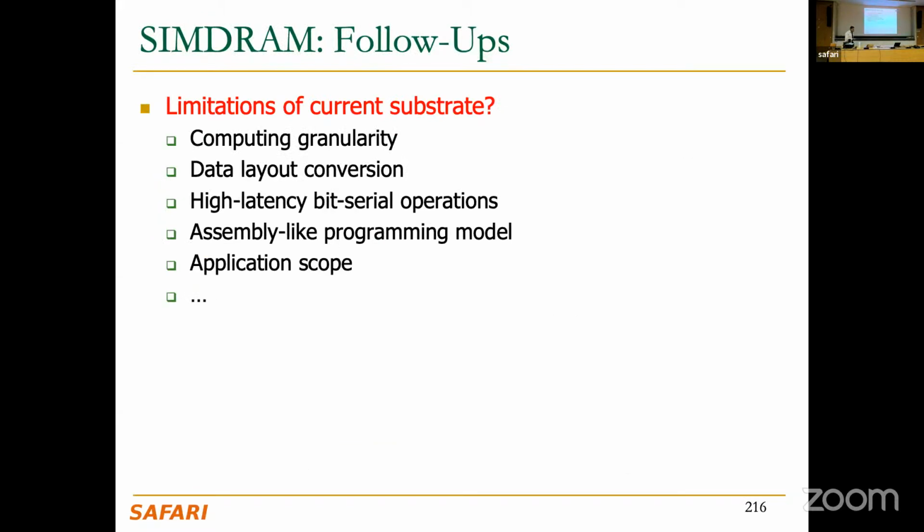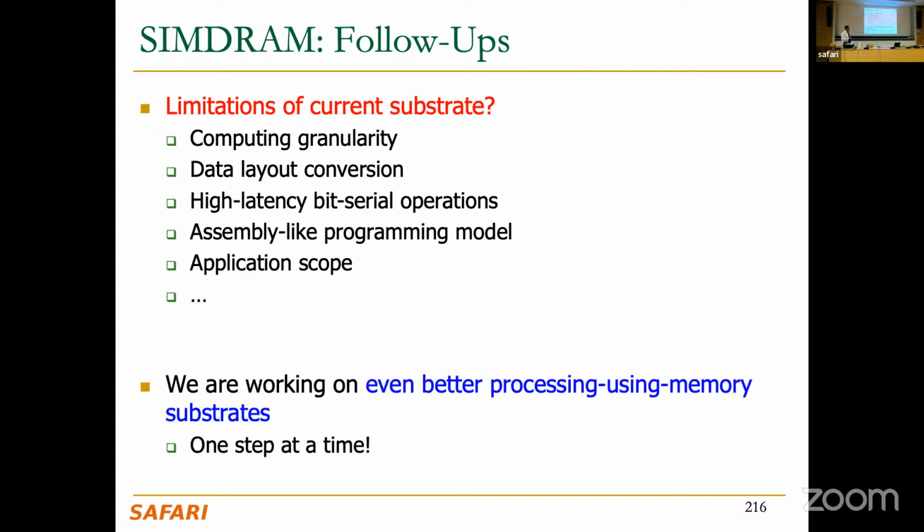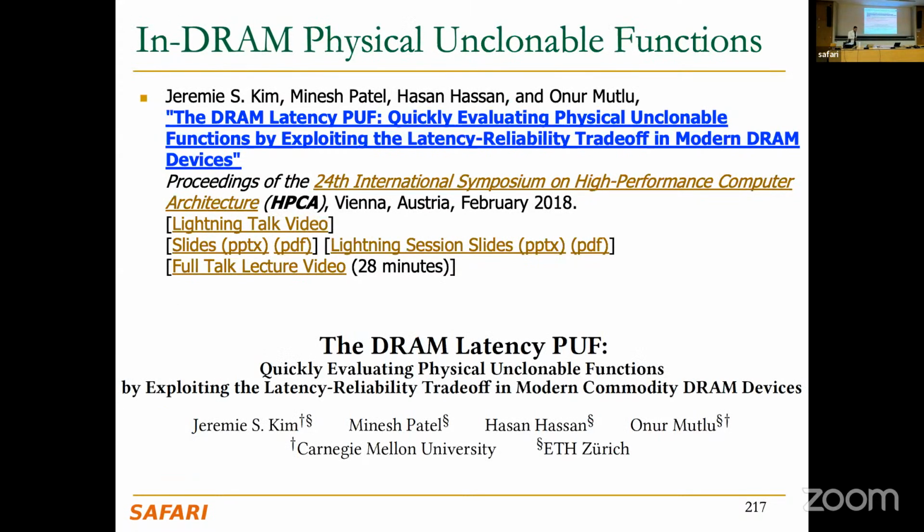There are several follow-ups that we are currently studying for SimDRAM, for this processing-using-DRAM type of solutions. For example, how can we do computation with different granularities? We are going to see over there that we need to do some data layout conversions to enable shifting efficiently, but this creates some cost. So how can you do that computation without that? So we are constantly working on improving the substrates one step at a time. There are other operations that can be done using a similar mechanism. One of these examples is physical unclonable functions.